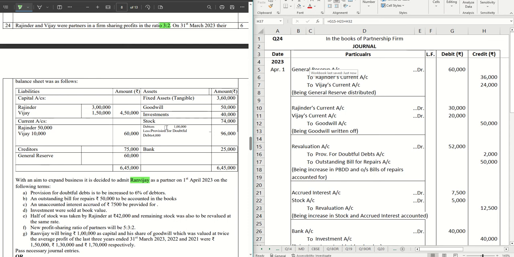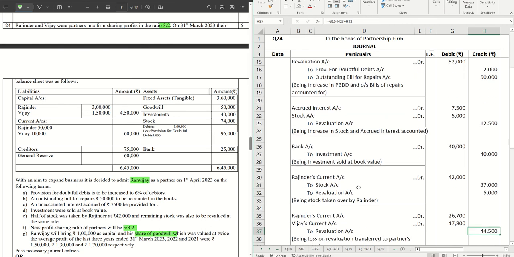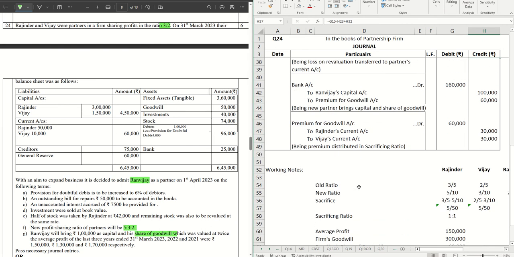The first thing that we should always do is the calculation of the sacrificing ratio. We have the old ratio given to us, we have the new ratio given to us. Then we will calculate the share of goodwill of the new partner before proceeding. That makes things easy and the information is ready with us for the journal entries. Let's go to the working straight away.